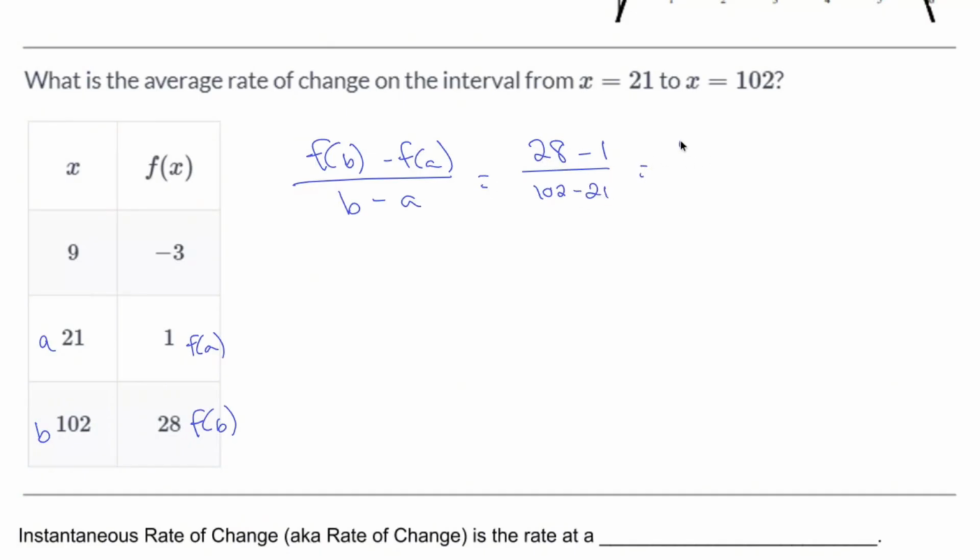28 minus 1 is 7. 102 minus 20. Wait, not 7. 27. Duh. 102 minus 21 is 81. Not the same. And those are both divisible by 27, so you're a third. You are a third.